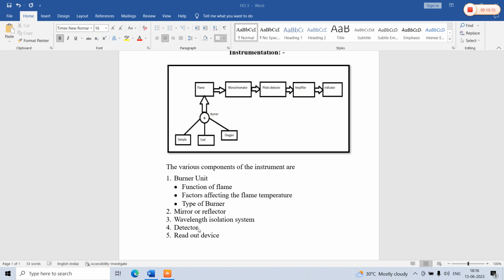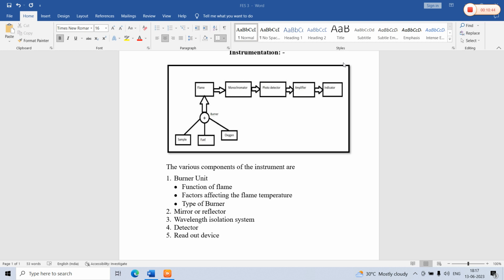And the last one is the amplifier and indicator, which is the readout device. The readout device of a flame photometer is a simple device where electrical signals from the photomultiplier tube are converted into meter or digital readings. So this gives the output of flame emission spectroscopy in the form of a digital reading or meter scale.